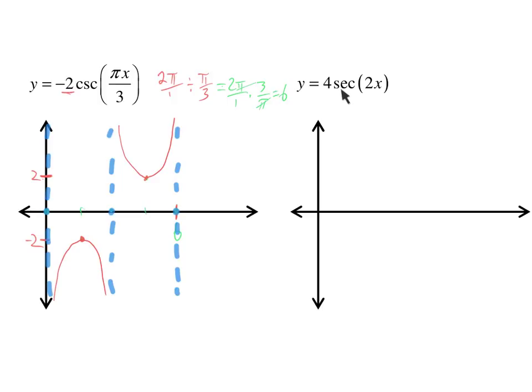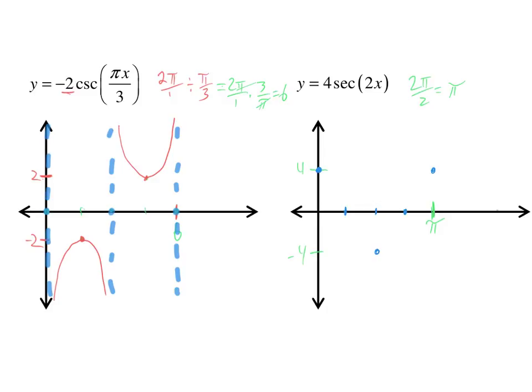Now for secant, we're going to put 4, up and down 4. So we're going to go 4 here. We're going to go negative 4 there. We have to find our period. So our period is 2 pi divided by 2, which is pi. So right there is pi. All right. Now we're going to draw cosine. So cosine is going to start up here. Then it's going to end up there. Halfway through, you're going to drop down to your negative 4. And then halfway, you're going to hit there. And halfway, you're going to hit there.